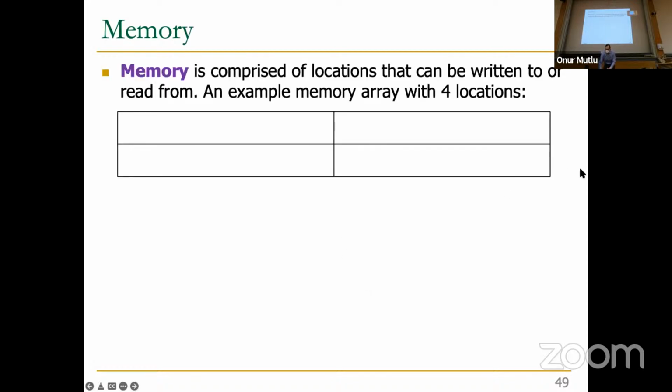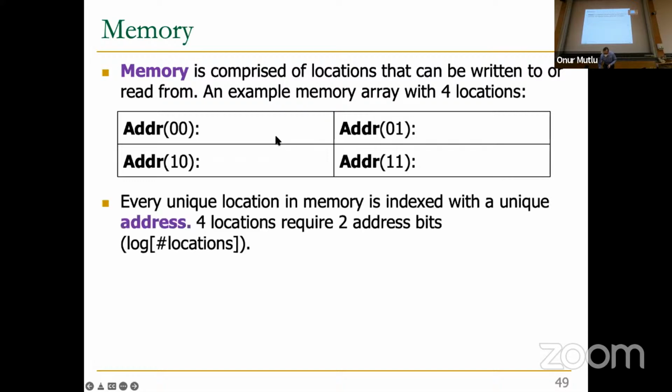So let's talk about memory. Memory is really comprised of locations that you can write to or read from. Let's take a look at an example abstract memory array. Okay. So you have four locations in this case, 4 addresses. Every unique location is indexed with a unique address. We call it an address. And if you have 4 locations, you require 2 address bits, so you need 2-bit addresses to specify 4 locations in memory.